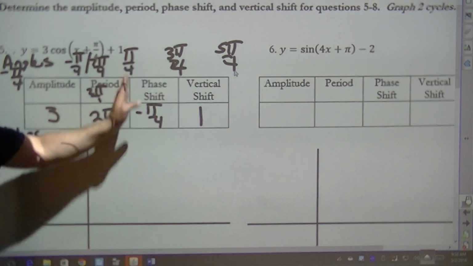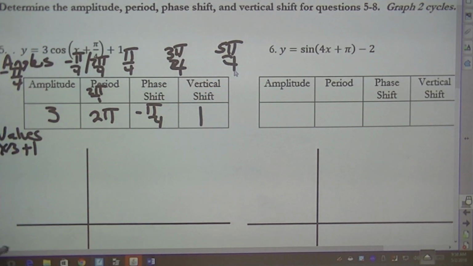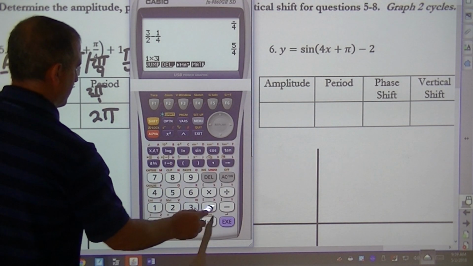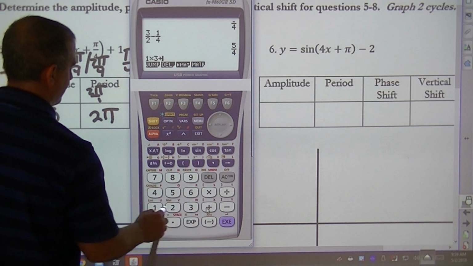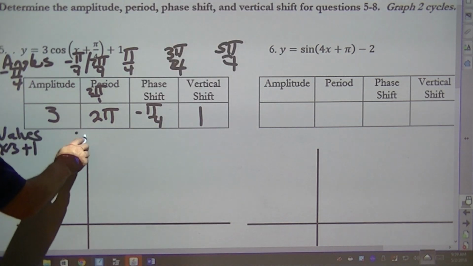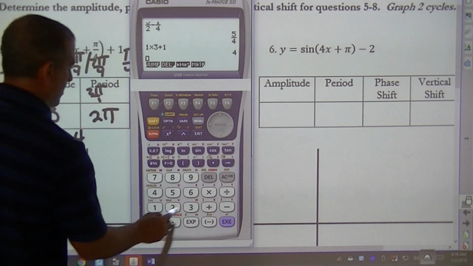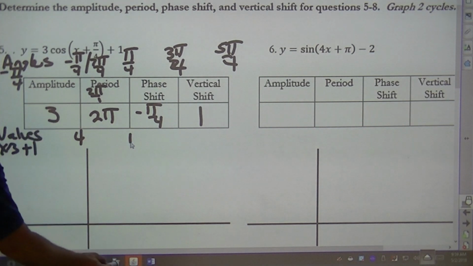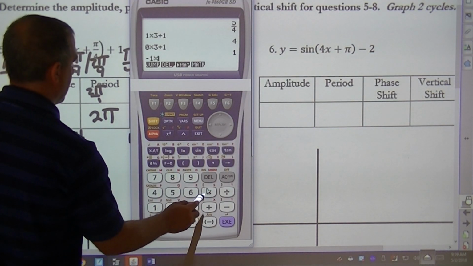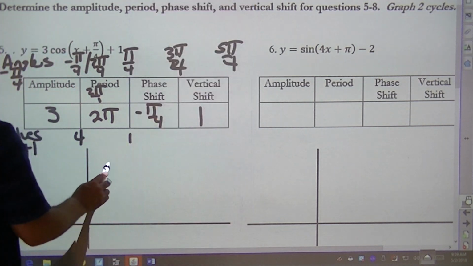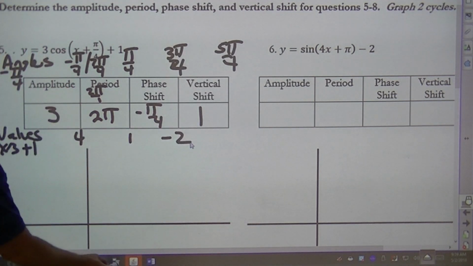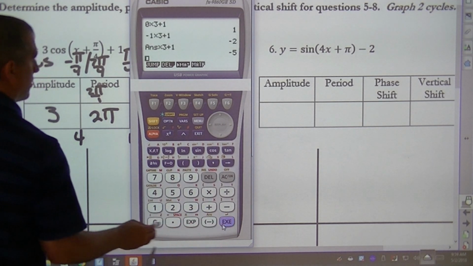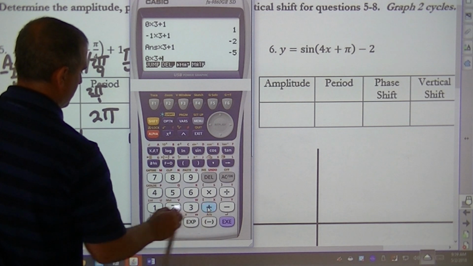Now below I'm going to put them on these lines so you can see. This is cosine, so this is going to be times 3 plus 1. So 1 times 3 plus 1, first one's going to be 4. Then it's 0 times 3 plus 1. That will be 1. Then negative 1 times 3 plus 1 will be negative 2. And then 0 times 3 plus 1.